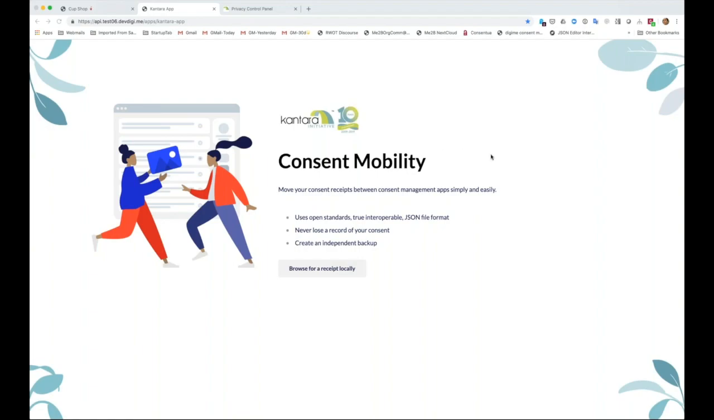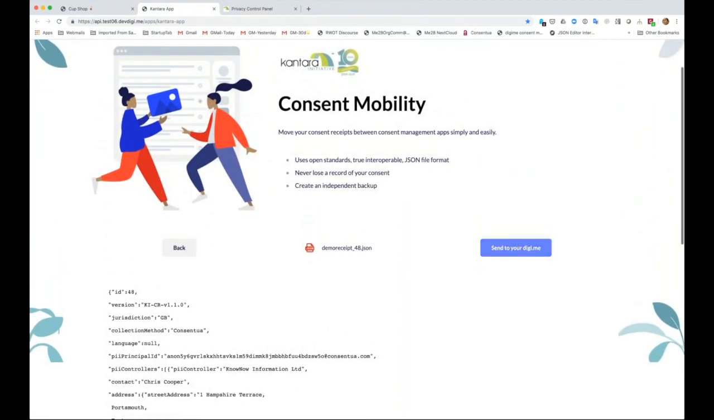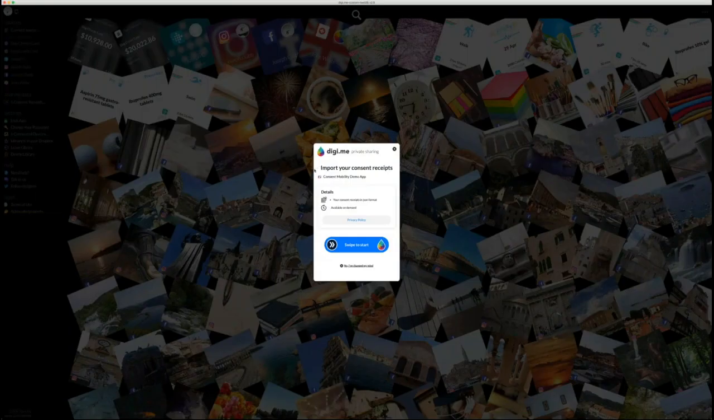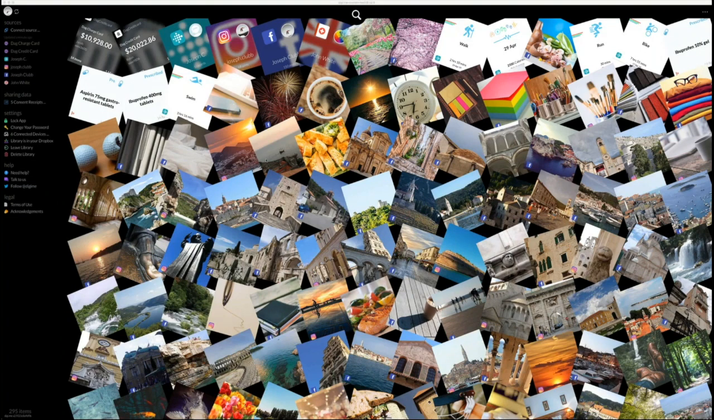So we'll take a look at number 48, open it up, take a look at the contents, and you'll see that this one is the send me the newsletter receipt from this morning. Okay, and we'll send it to my Digimy library. So this is the import your consent receipts pop-up, various details, and swipe to import it. Fancy graphics, and it goes. And then things happen in the app.